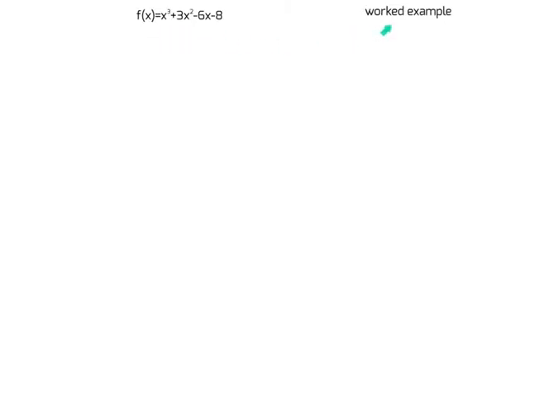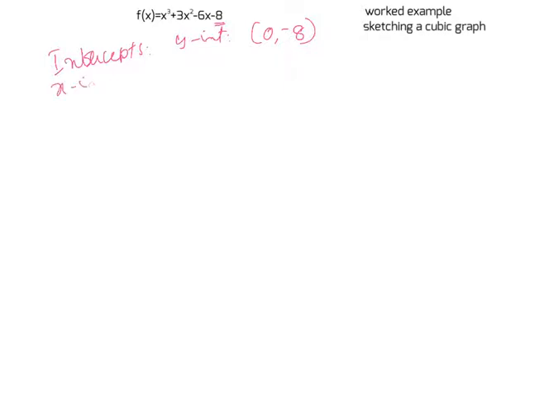I'm going to show you a worked example of sketching a graph. f(x) is equal to x cubed plus 3x squared minus 6x minus 8. Our first step is to calculate the intercepts. So my y-intercept I can straight away find: x is equal to 0, y is negative 8. My constant, negative 8, is my y-intercept, or I can substitute 0 in this function and I'll get negative 8.